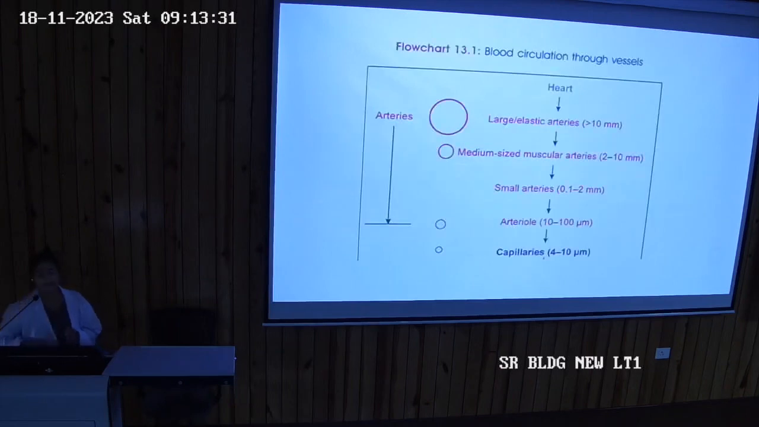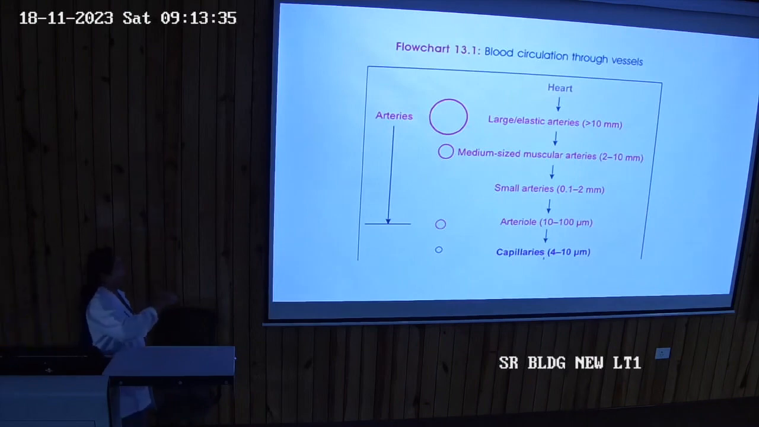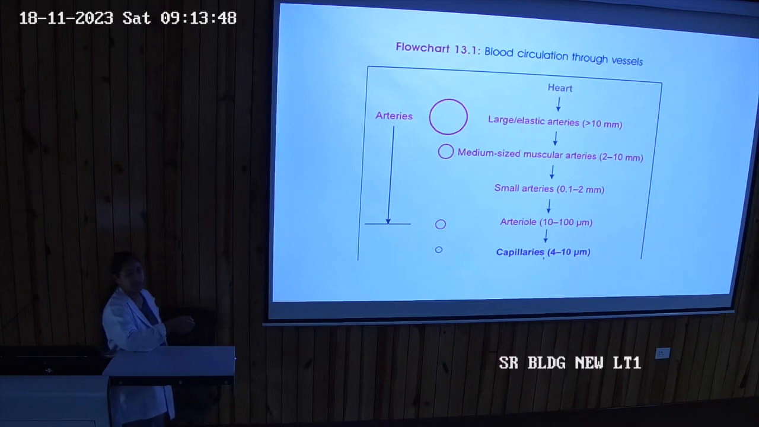So this is the classification or the flow chart of how the blood is taken up from the heart. From the heart it is taken up by the large elastic size arteries. They are really large. The circumference of that hollow is more than 10 millimeter in these large size arteries. After that there are medium size arteries. If I talk about large size or elastic arteries, from the heart there are the common carotid artery and the brachiocephalic trunk. They are elastic arteries.